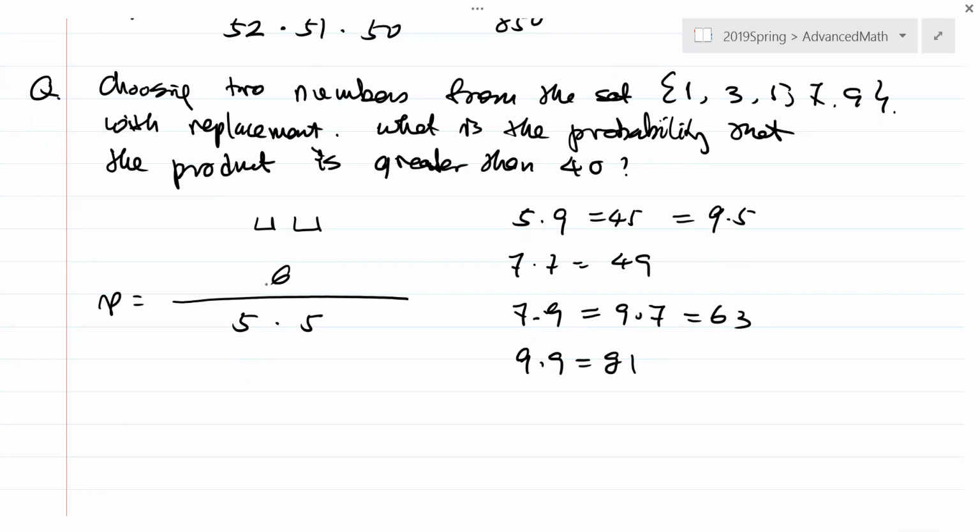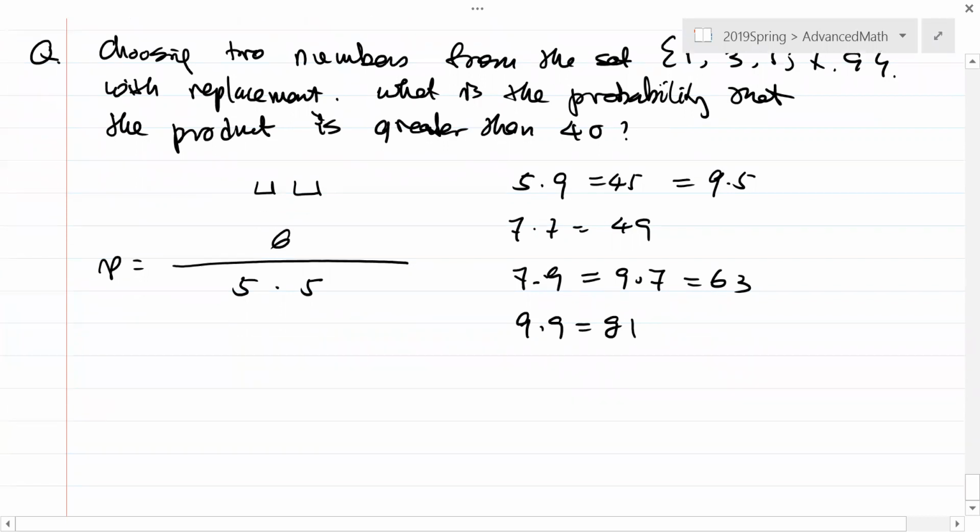It's not 4 because we see that 5 can be first, 9 can be second, and also 9 first, 5 second. Okay. So this is the way we got this.